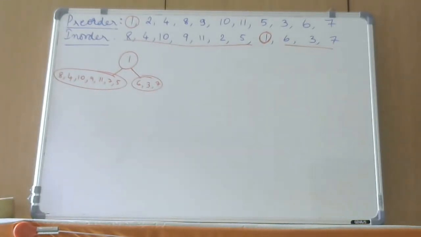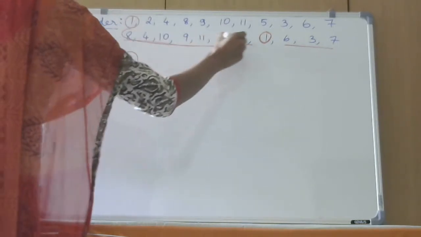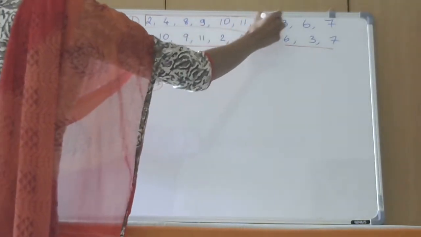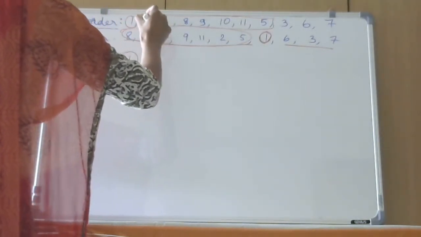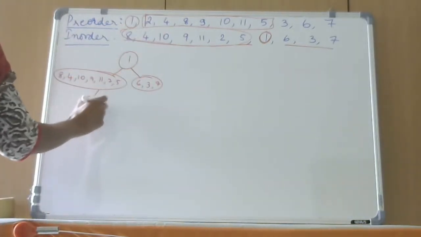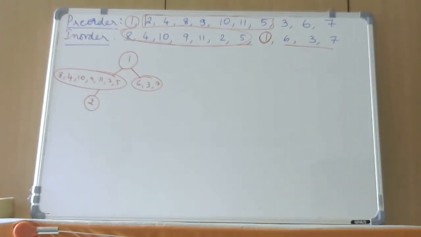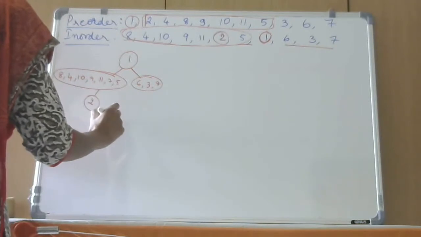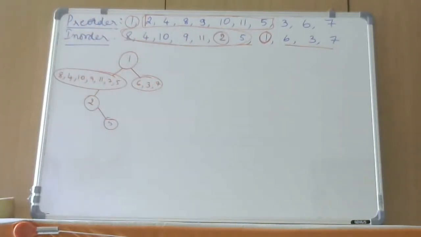Next. Out of 8, 4, 10, 9, 11, 2, 5, I will look into the preorder. This is my left side, is it not? Out of this, in the preorder, which is coming first? 2 is coming first. So 2 will be the root. Again you come back to inorder. What is to the right of 2 is 5. The rest all will come to the left of 2: 8, 4, 10, 9, 11.